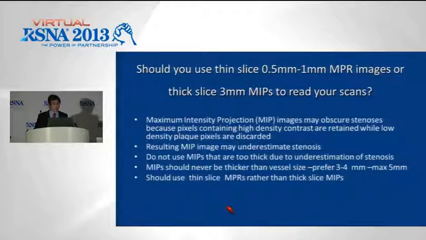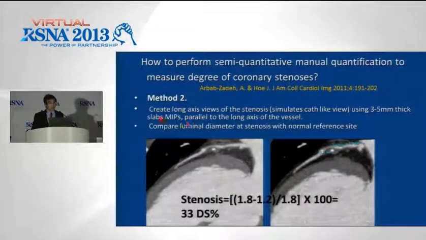So if you're going to use MIPs, don't use MIPs that are too thick because you're going to underestimate stenosis. And they should never be thicker than the vessel size, preferably 3 to 4 mm, maximum 5 mm for the left main. And my preference is actually you should use thin slice MPRs rather than thick slice MIPs to read your images. You can also create long axis views of the stenoses, which simulates a cath-like view. But to do this, of course, you have to create 3 to 5 mm thick slab MIPs parallel to the long axis, and then you can compare the luminal diameter at stenosis with the normal reference site.